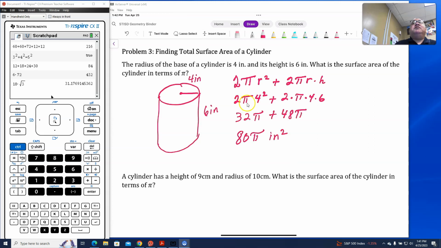We have 2 times pi times 4 squared. 4 squared is 16. 16 times 2 is 32. 2 times 4 is 8. 8 times 6 is 48. It said to leave it in terms of pi, so we have 32 plus 48, which gives us 80 pi inches squared, or squared inches.